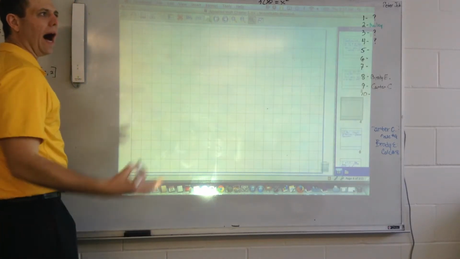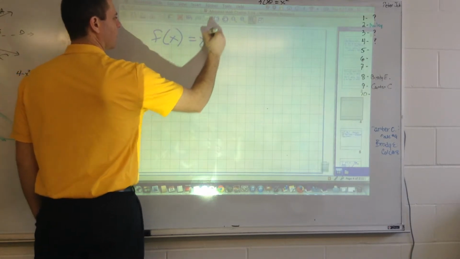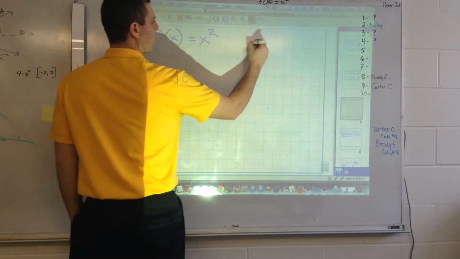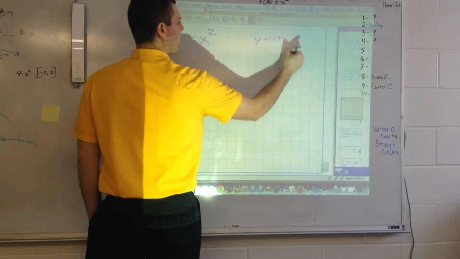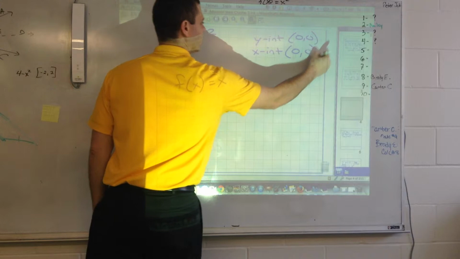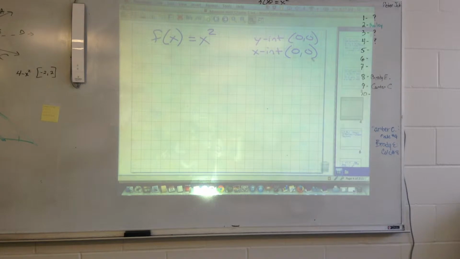Alright. Let's say we got this function here, f of x equals x squared. It's one of your parent functions, right? What's that graph look like? Parabola. Where's the vertex? 0, 0. So the y-intercept is 0, 0, and the x-intercept is 0, 0. By the way, how do you find the x and y intercepts algebraically? Put a 0 in for x to find the y-intercept. Put a 0 in for y, then solve for x to find the x-intercept.